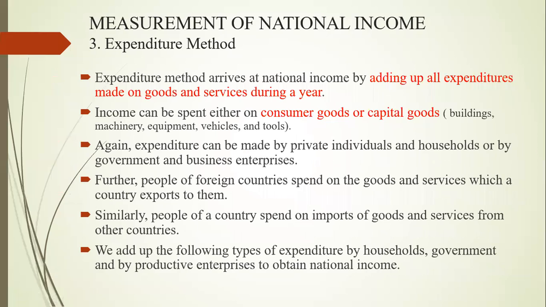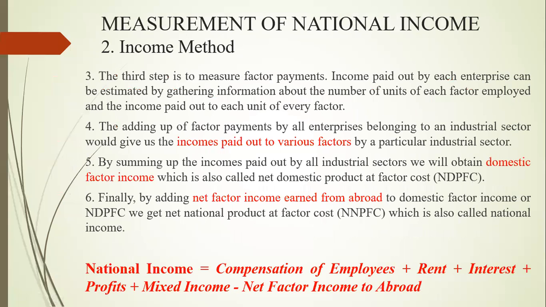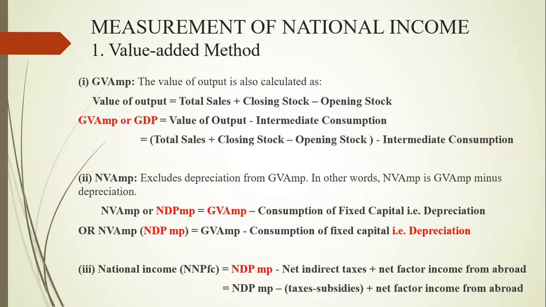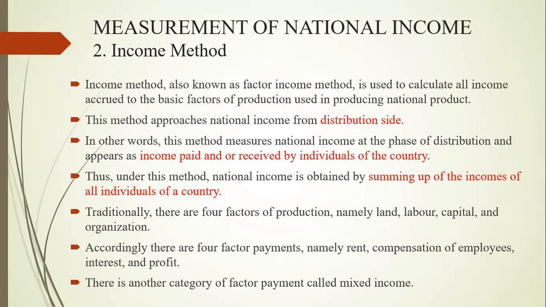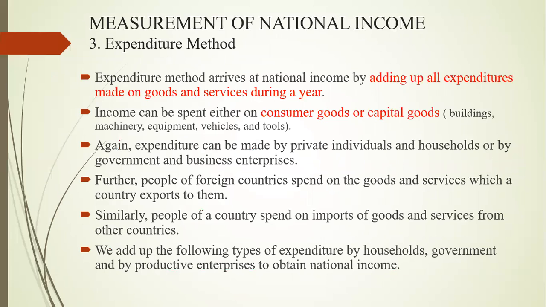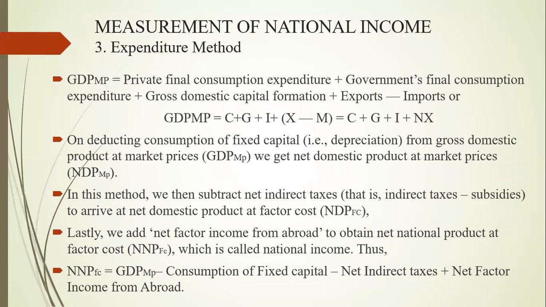So these are the three methods of calculating national income we have discussed in this lecture as well as in the previous lecture. The value added method calculates the net value of goods and services which an economy is producing. Then the income method, where we add up all the income of different people and households in the form of compensation, rent, interest, profit, and mixed income. And then the expenditure method, where we calculate the national income by adding up the expenditure of individual households, government, industries, and net export.